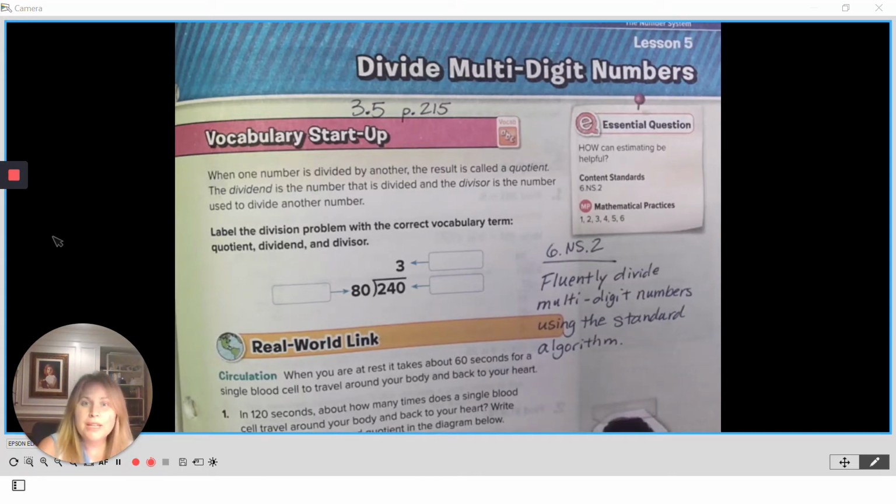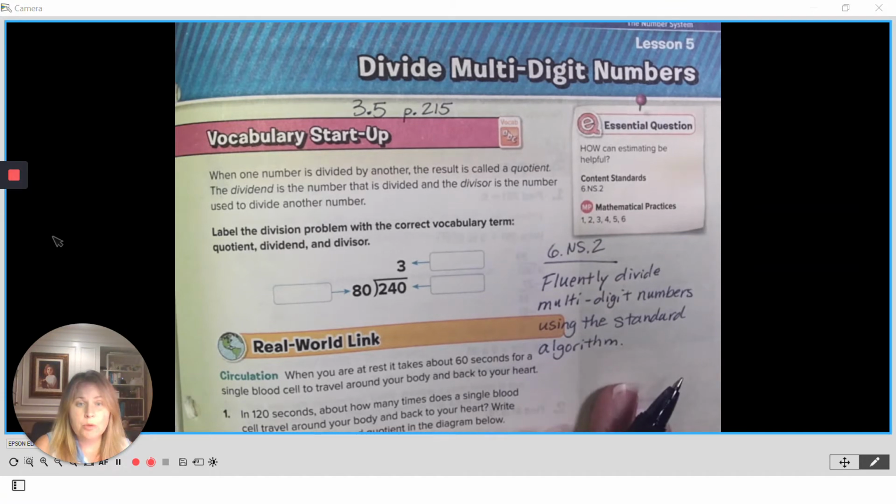Today we are looking at lesson 3.5 on page 215. We are dividing multi-digit numbers, and our learning target today is that we will be able to fluently divide multi-digit numbers using the standard algorithm.